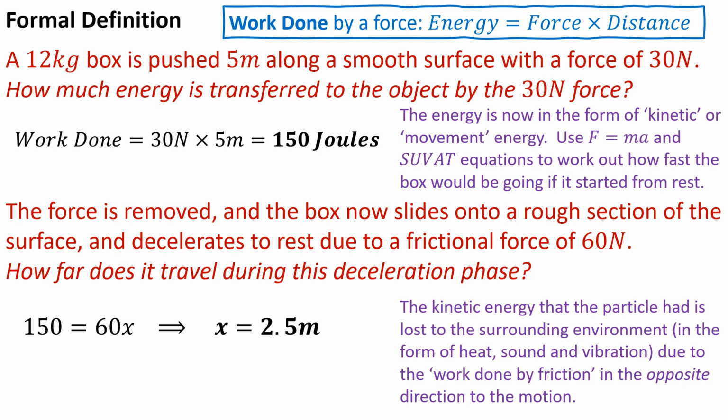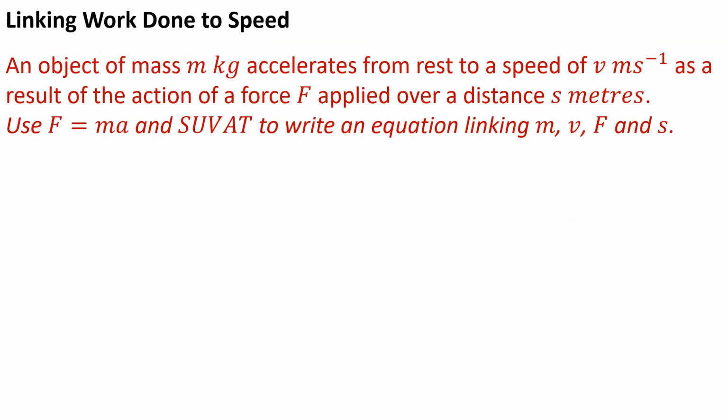The great thing about this is a lot of these calculations you could do with SUVAT in this particular case, but you can often do more efficiently with energy considerations. And crucially, when SUVAT equations fail because the force is not constant, we can still use this concept of energy being the product of force and distance to calculate things when you couldn't use constant acceleration equations. Let's have a closer look at how work done is connected to the speed of an object.